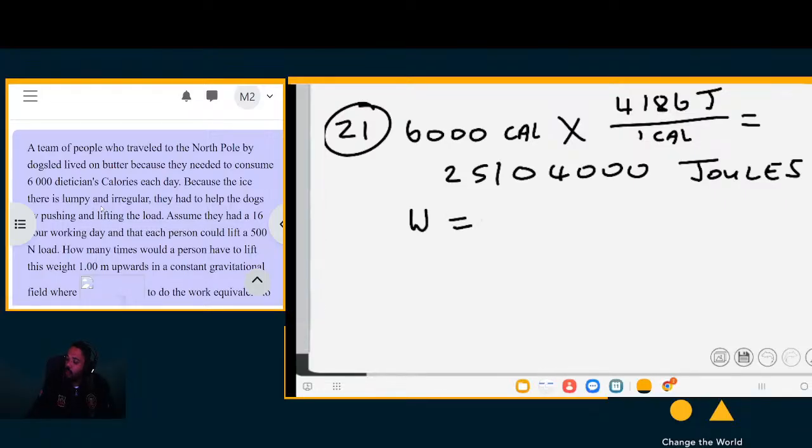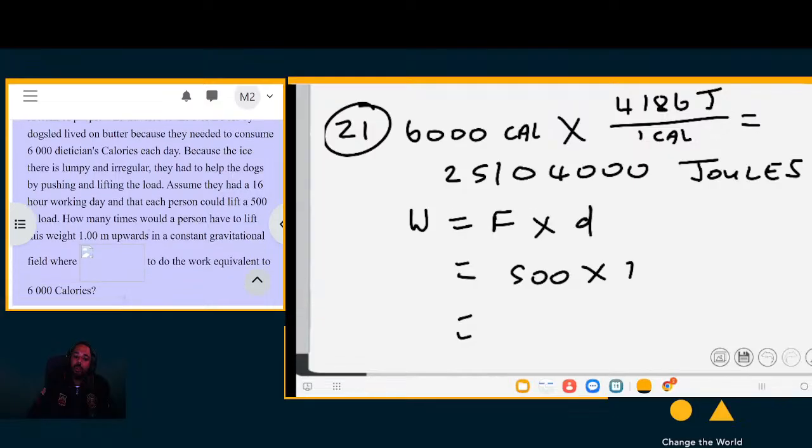Now, how much work is done by them? Okay, now work is force times the distance from first semester. The force is one person can hold maximum 500 Newtons. The distance they need to lift it is 1 meter. How many times would a person have to lift this weight 1 meter upwards? So the work they will need to do to lift this 500 Newton load 1 meter upwards, the work for one of those lifts is just 500 joules. They have this amount of joules available every day. This is the amount of work, in joules, for one lift. How many lifts can they do then?